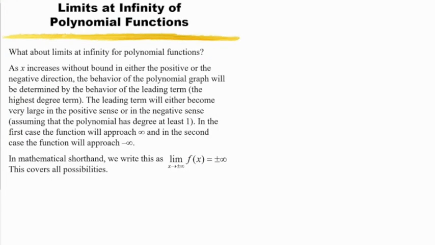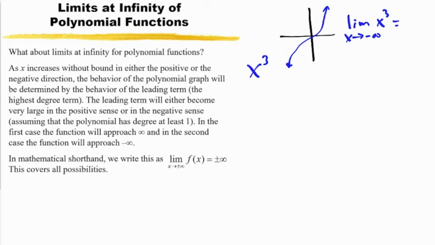So limits at infinity of polynomial functions. Remember in the first chapter, we spent time examining, well, what does the graph of x cubed do? Well, x cubed goes like this. So if I asked for the limit as x goes to negative infinity for x cubed, we would say, well, let's trace it. Negative infinity means I'm moving this way. What way is the y value moving? And we see the answer here is as x goes to negative infinity, so does y.